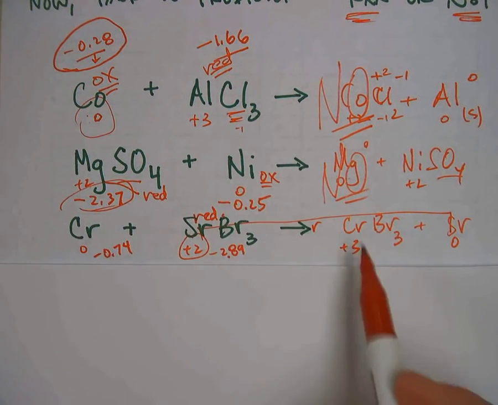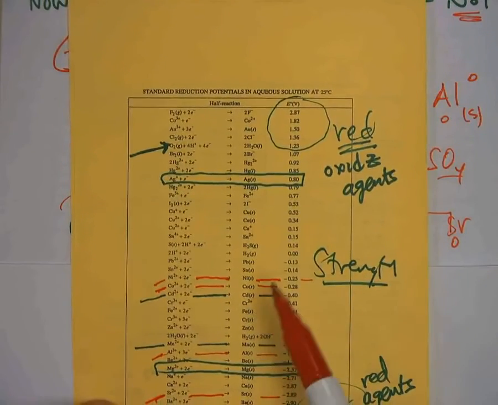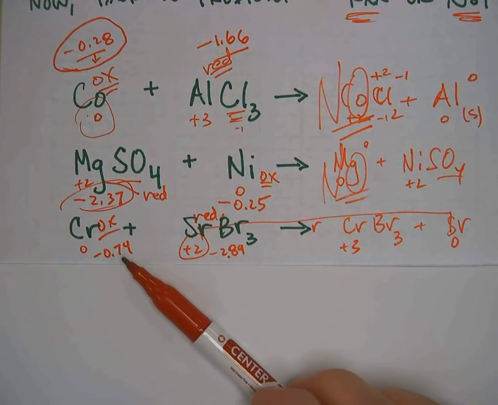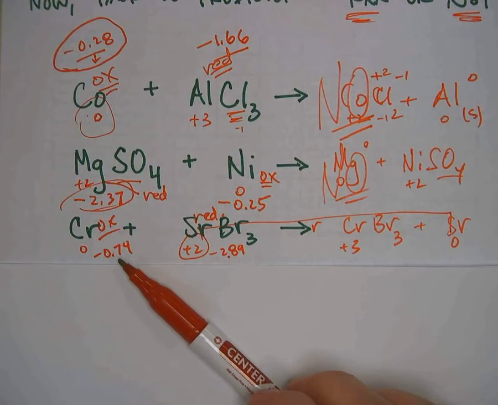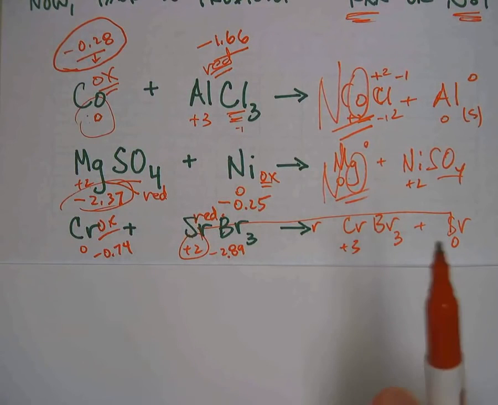Chromium is going from 0 to +3, so it's being oxidized. Okay? Remember, to make this occur, the thing that has the more positive number has to be reduced. Is this more positive than this? Yeah, it looks like it, right?